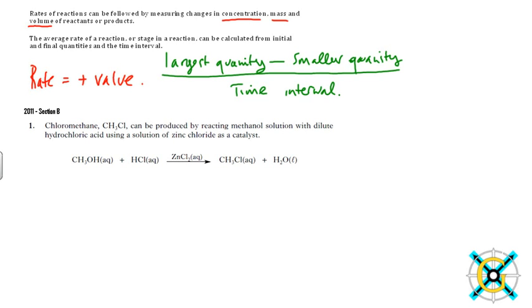Question is from 2011, section B, question 1. Chloromethane can be produced by reacting methanol solution with dilute hydrochloric acid using a solution of zinc chloride as a catalyst. The reaction is shown there, and you can see that because it's all aqueous and a liquid, this is a homogeneous catalyst.